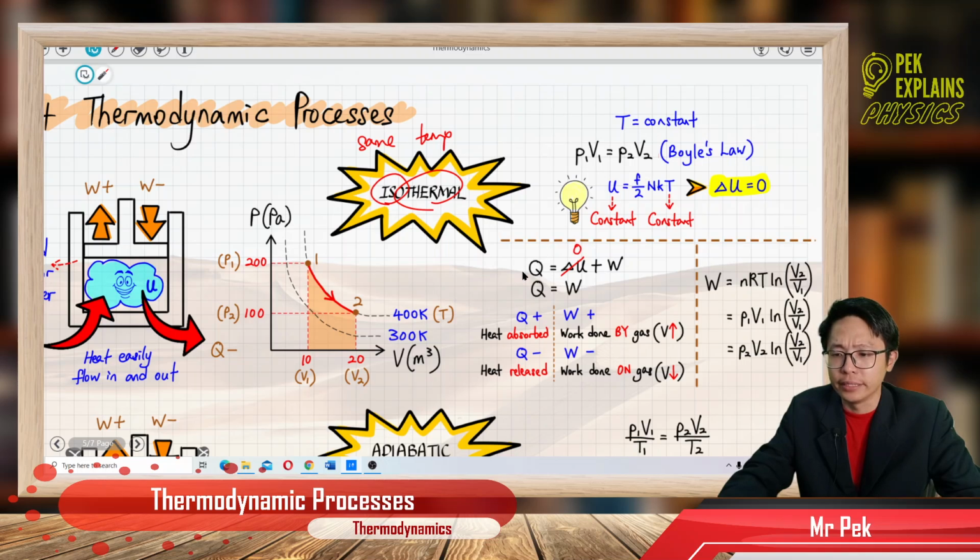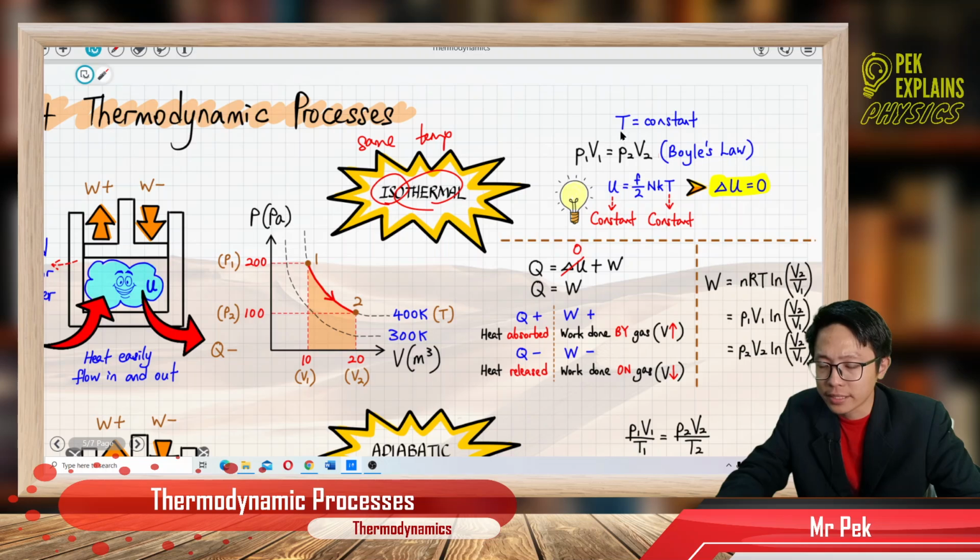Before we go to the first law of thermodynamics, let us look at the PV graph. So now, this is point 1 and this is point 2. Condition 1 and condition 2. Just now I said temperature is constant. You see, point 1 has pressure 1, 200, and volume 1, 10. And then point 2 has pressure 2, 100, and volume 2, 20.